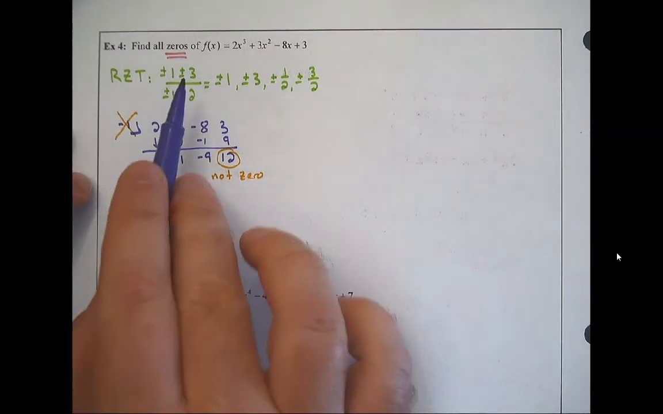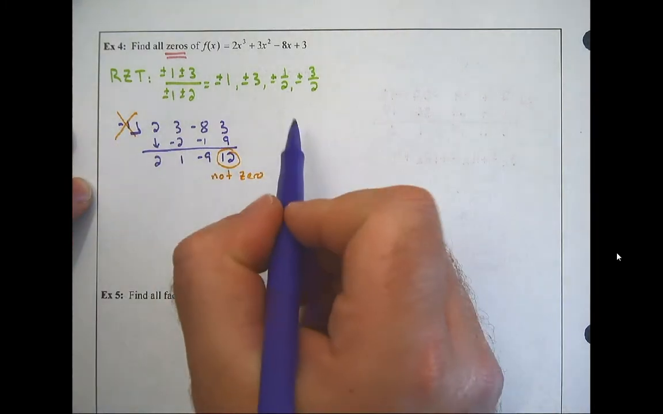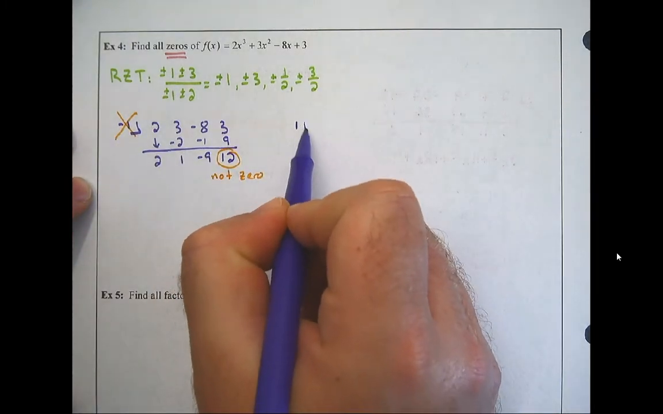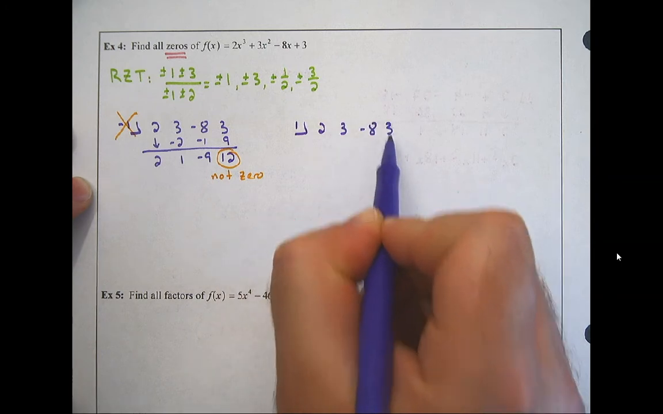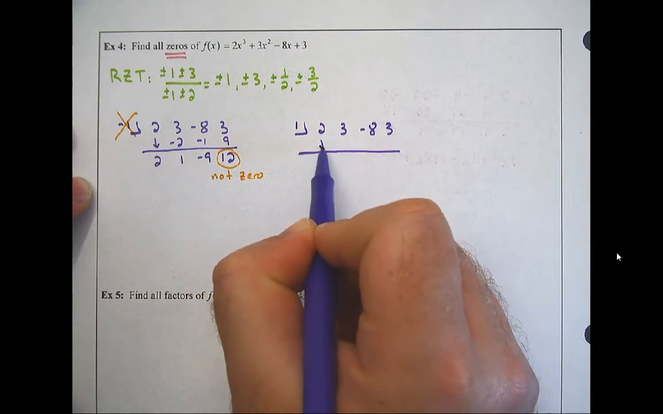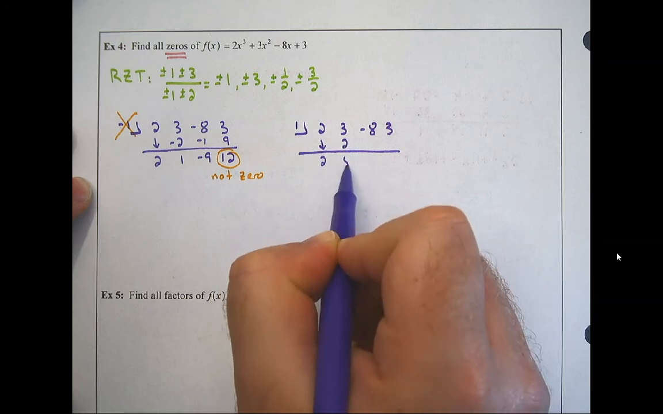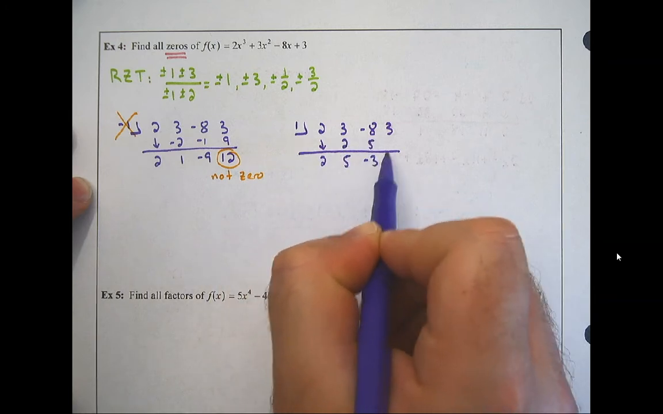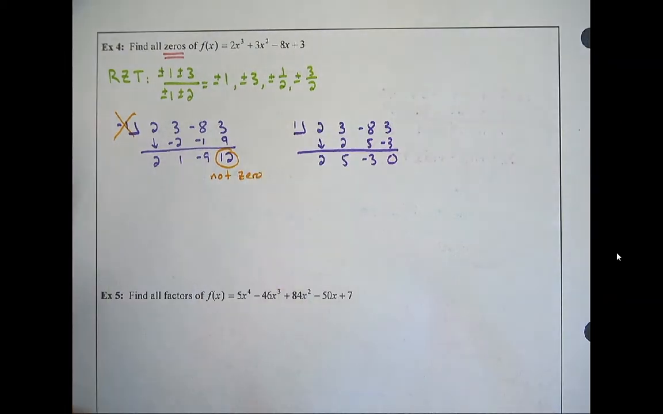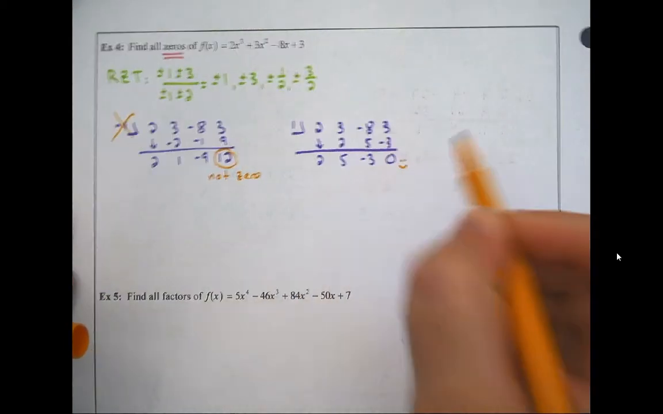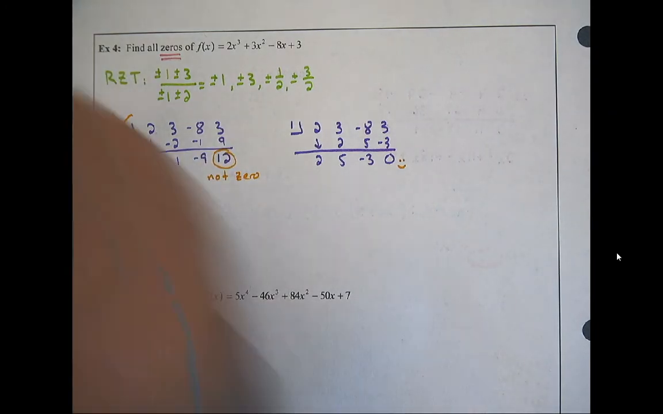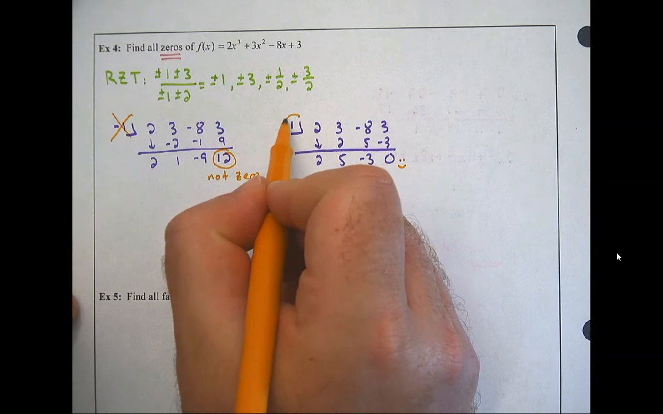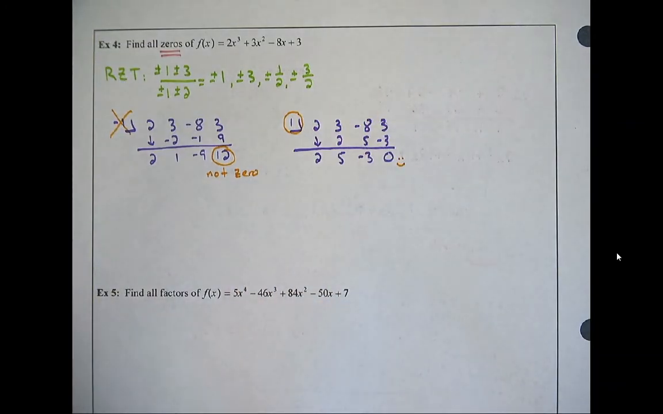My advice is to start small. So we tried -1. Let's try +1. 1, 2, 3, -8, 3. The 2 drops. That's 2, that's 5, that's 5, that's -3, that's -3, that's 0. Yay. Because we got a remainder of 0, that means that 1 is a 0 of my function. So I'm going to go back and circle that.